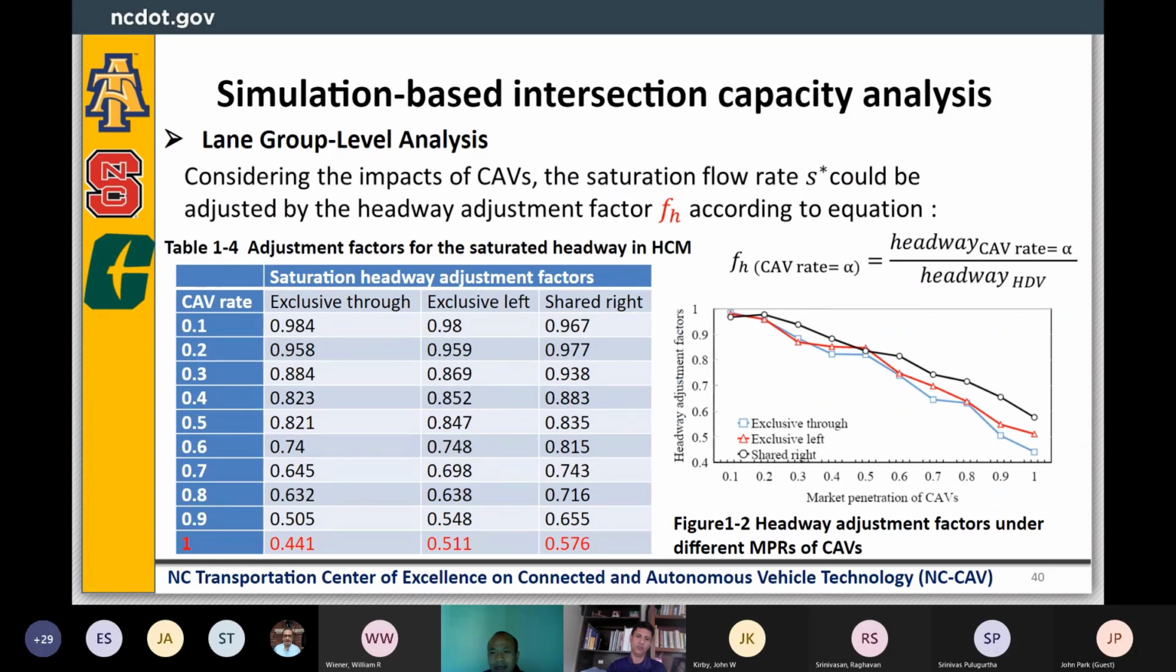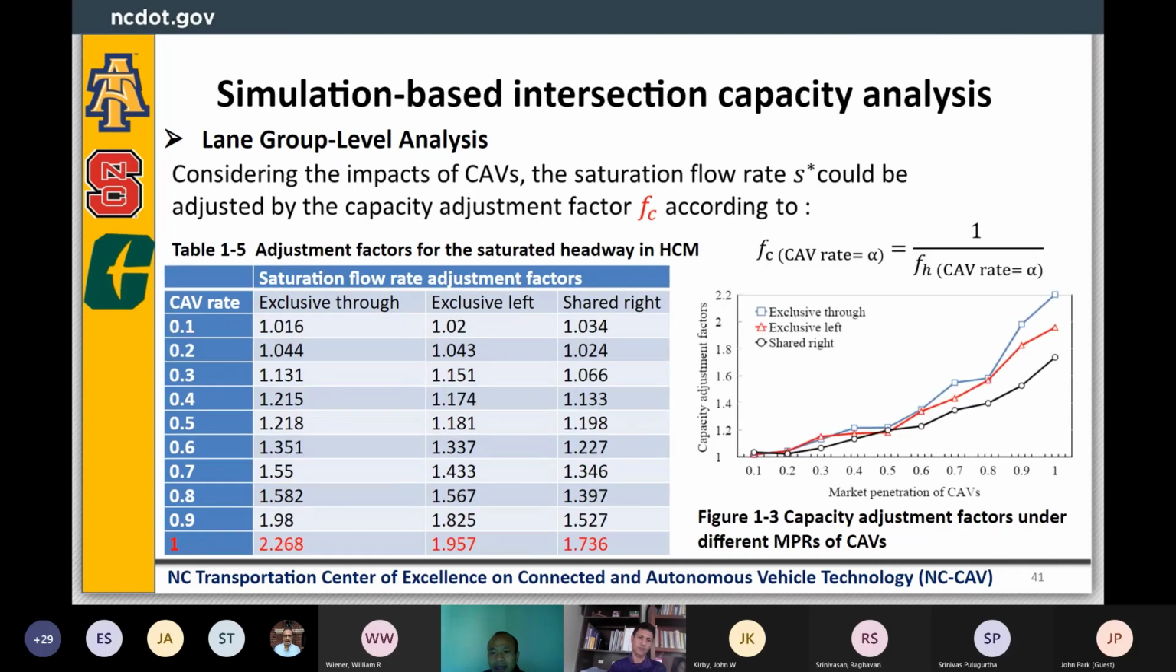So this is the headway adjustment factor we calculated based on the parameters we obtained in our research, as shown in the last slides. For example, when the CAV penetration rate is 1, then we have 0.441 as the headway adjustment factor. Next slide, please. And then these slides show the capacity adjustment factor. For example, when the CAV penetration rate is 100%, then we have about double the capacity, 2.268 times as high. Okay, next slide, please.